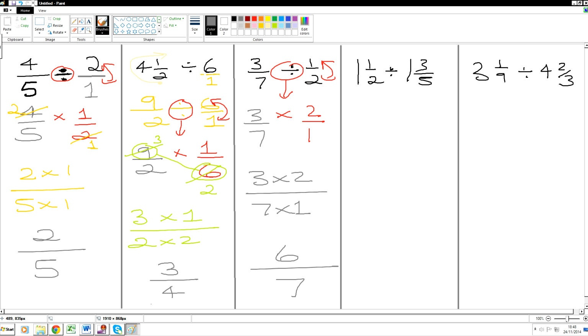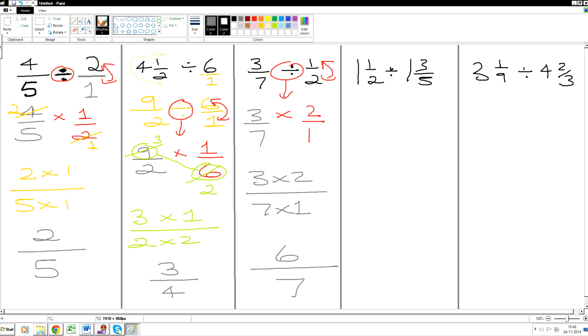Okay, do you see we're doing different styles in each question, yes? So we got a 4/5 divided by a whole number, mixed fraction divided by a whole number, 2 proper fractions divided, now we got 2 mixed fractions divided. So let's get cracking with the next 2 questions, and then that will be the end of the video. Okay, so that's 5 minutes so far, that's not too bad.